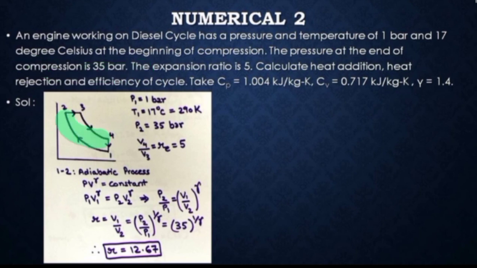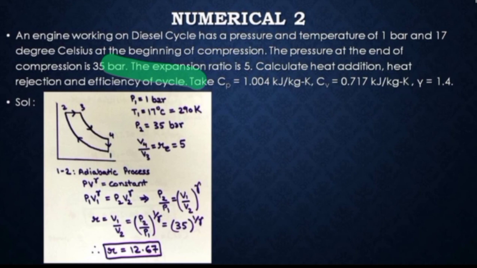This is the end of 1 to 2, reversible adiabatic compression. P1 is given as 1 bar, and at the end of compression it is given as 35 bar. That is, P2 is equal to P3, given as 35 bar. One more thing given is the expansion ratio, which is 5. That means V4 by V3 is 5. So P1 is 1 bar, T1 is 290 Kelvin, P2 is 35 bar, and V4 by V3, that is the expansion ratio, is 5. So what do we have to find? We have to find three things in this particular numerical: calculate heat addition, calculate heat rejection, and efficiency of the cycle.